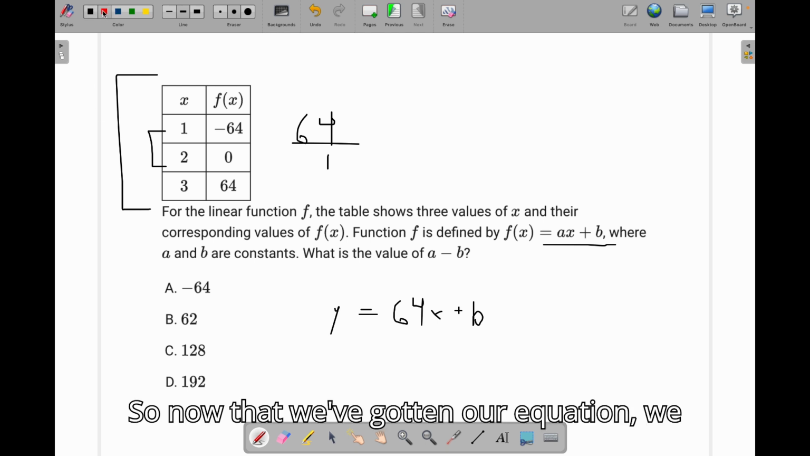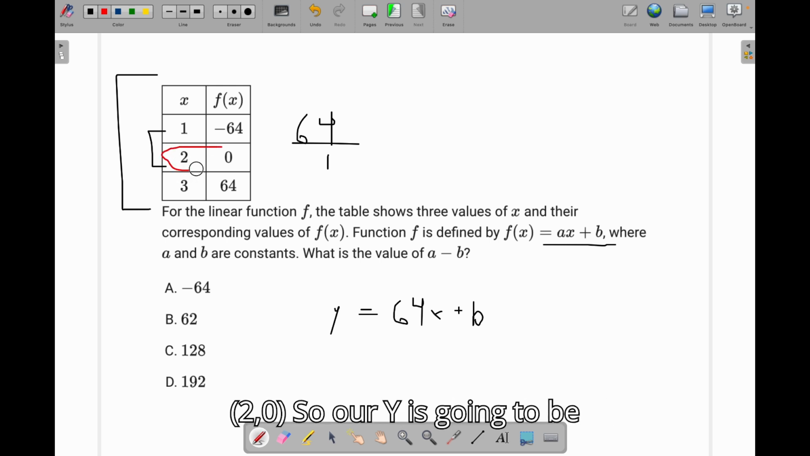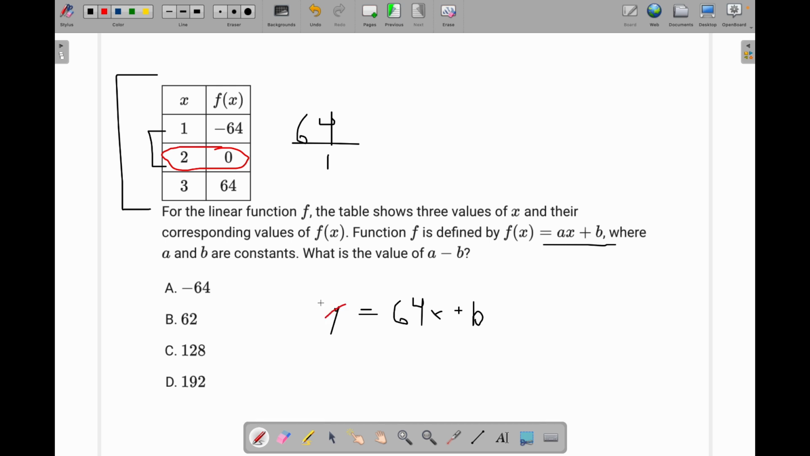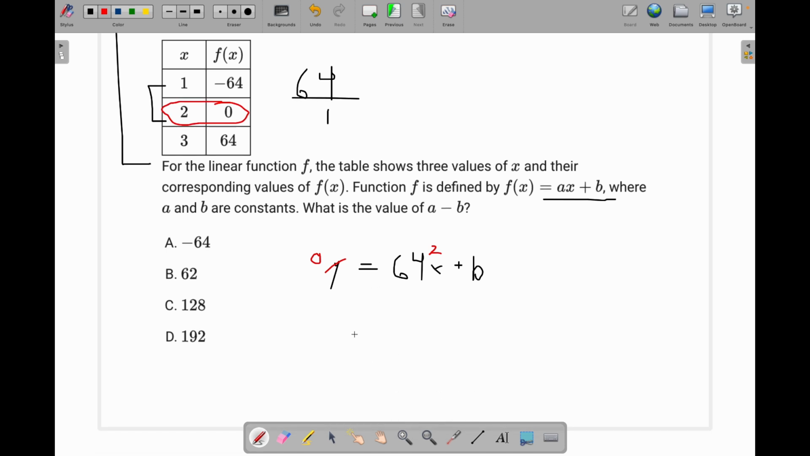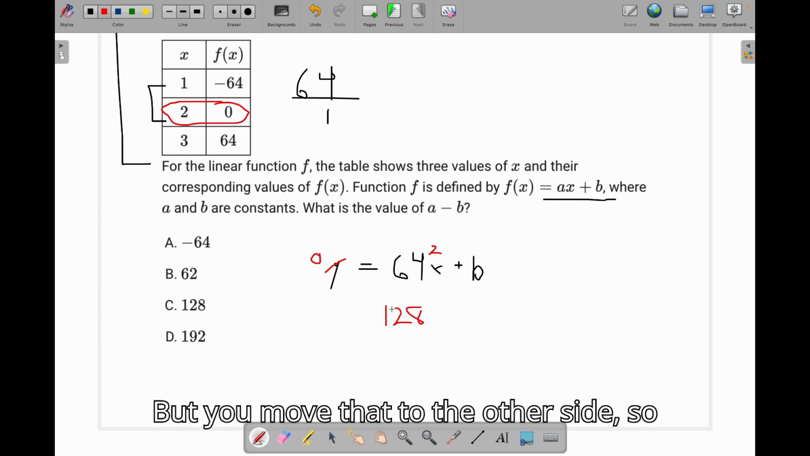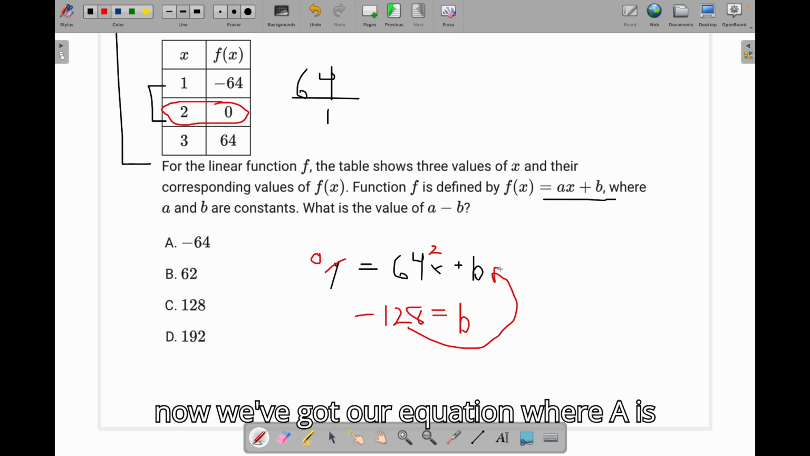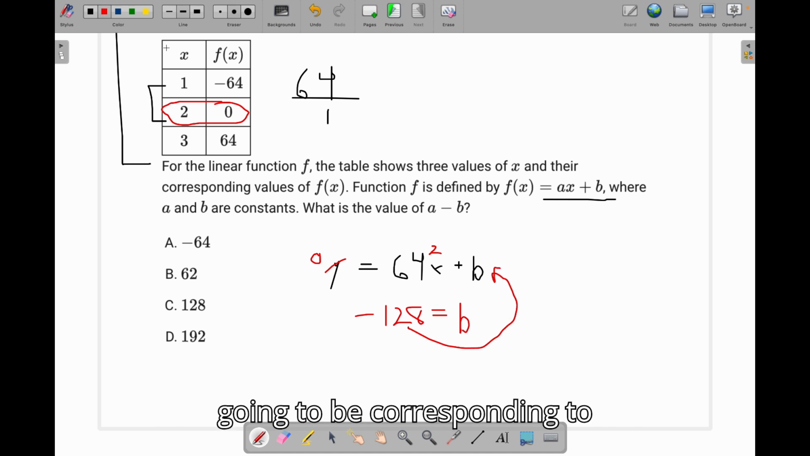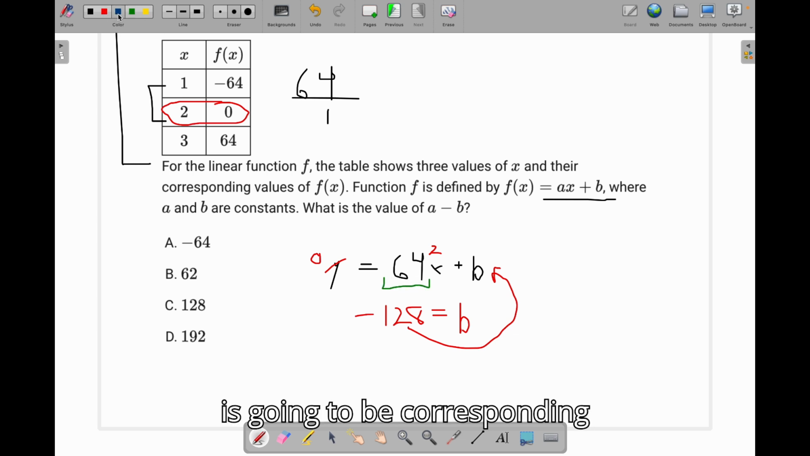So now that we've gotten our equation, we don't know what the y-intercept is. So we're going to take some specific points. Let's use 2, 0. So our y is going to be 0, and our x we're going to plug in as 2. So 64 times 2 is going to be 128. But you move that to the other side, so it's going to be negative 128 equals b. So now we just plug this back into here. What we see is now we've got our equation where a is going to be corresponding to this 64 and b is going to be corresponding to the negative 128.